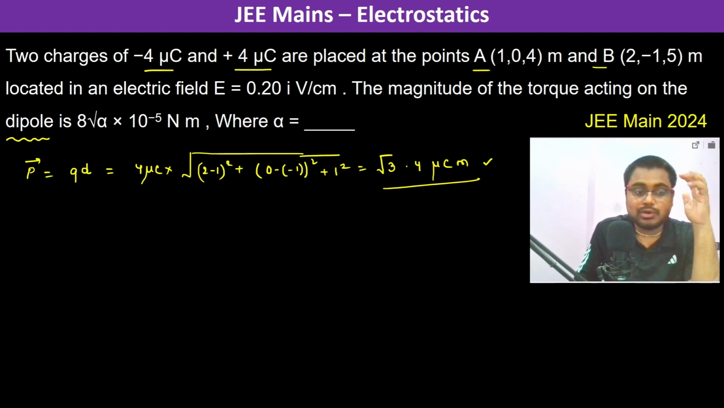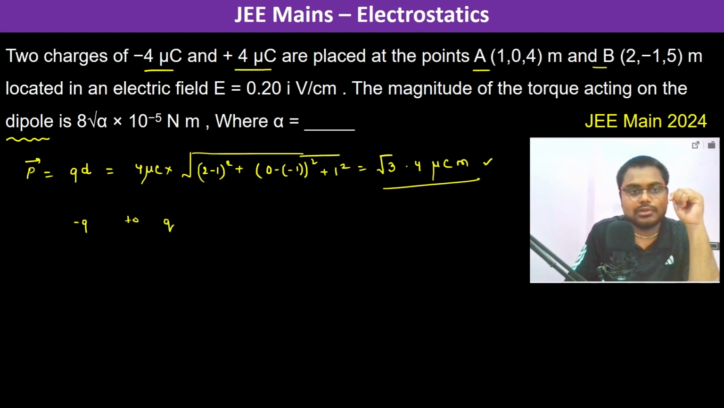What is the direction? The direction is from minus Q to plus Q. Minus Q is situated here, plus Q is situated here, so the direction should be I cap.